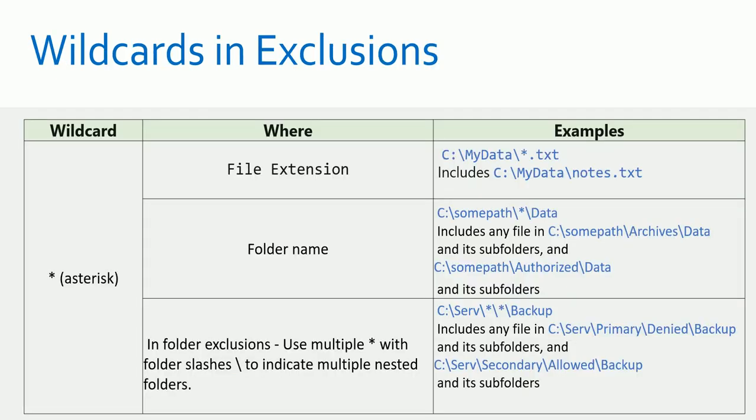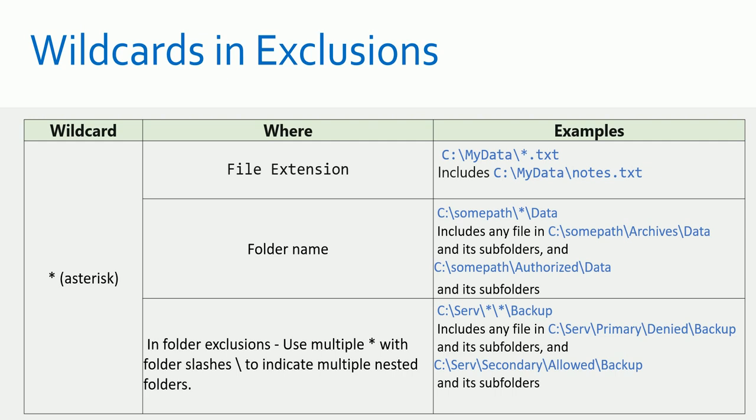Now let's try to understand the wildcards in the exclusions. We have the wildcard asterisk. How can we use the asterisk here? I'll give an example. Inside a file extension, suppose you have given the asterisk, the star, like C colon my data slash star dot txt. Then it will cover C colon my data, it can be notes dot txt or any type of file name, but the extension should be dot txt.